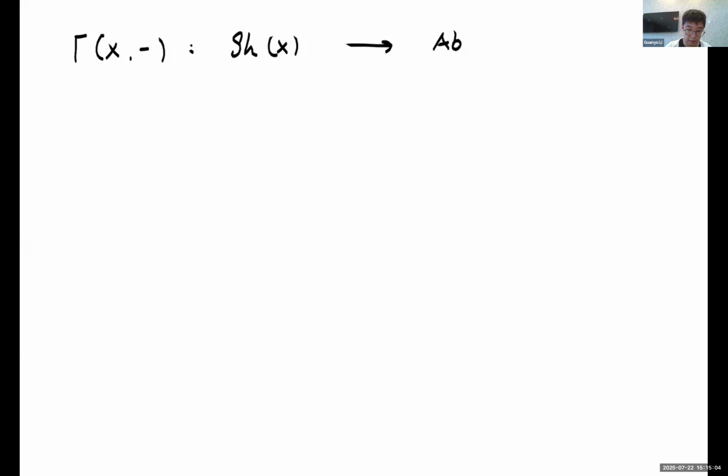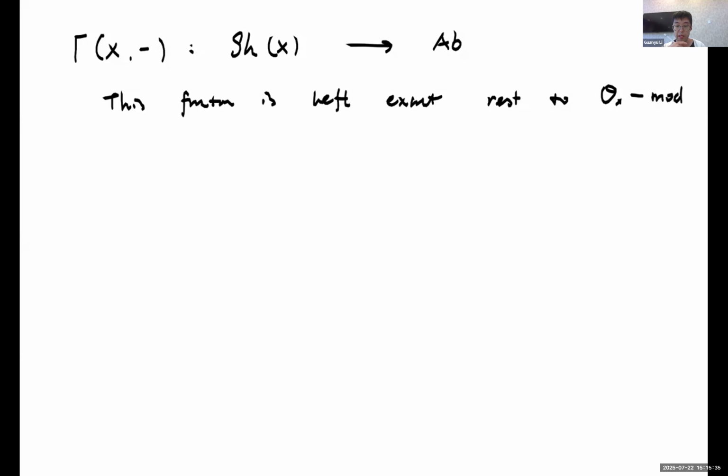This functor is left exact. How do we see this? Well, restrict to the subcategory of OX modules.